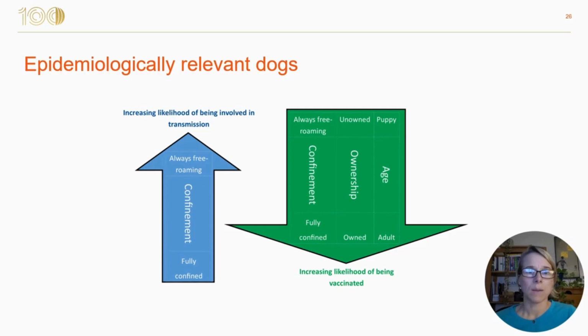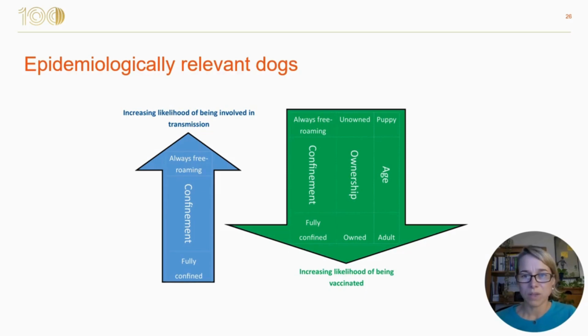But dogs are also not equal in their likelihood of being vaccinated. Studies have shown that adult dogs that are confined are more likely to be vaccinated through traditional vaccination delivery strategies such as central point campaigns. And this illustrates how the likelihood of vaccination tends to run in the opposite direction to the likelihood of being involved in transmission. The most valuable dogs are paradoxically the least likely to be vaccinated.